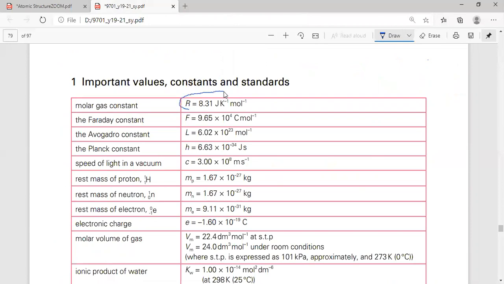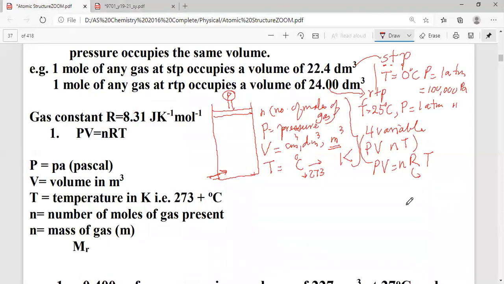This is the first page. What it means here is for gas, for 1 mole of gas, to raise the temperature by 1 Kelvin, you need a heat of 8.31 joules. So this is the energy you need to cause a rise in temperature of 1 Kelvin. So we'll be using 8.31 here as the standard.